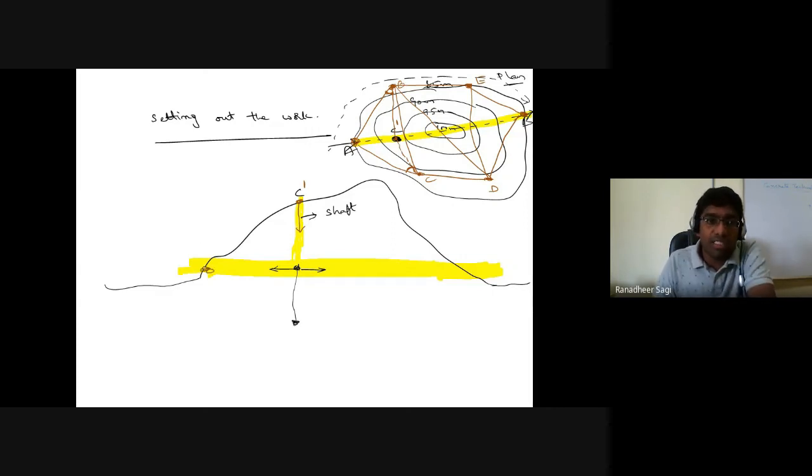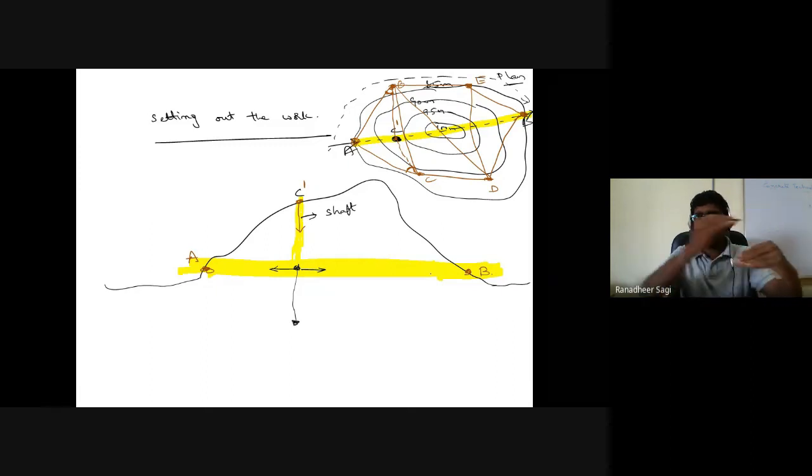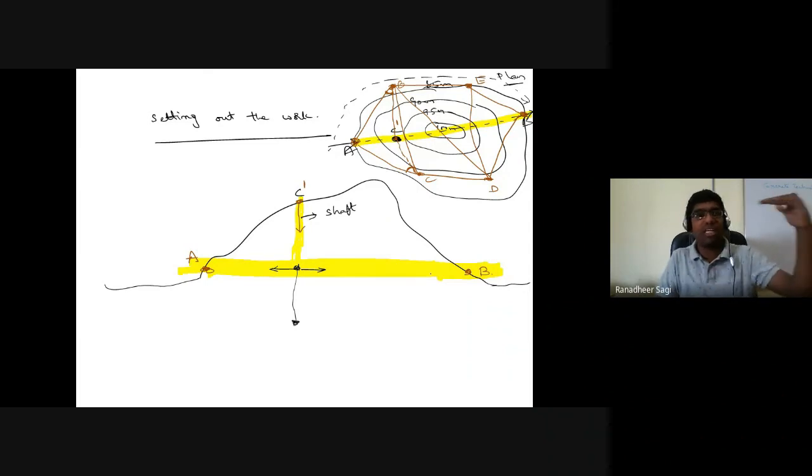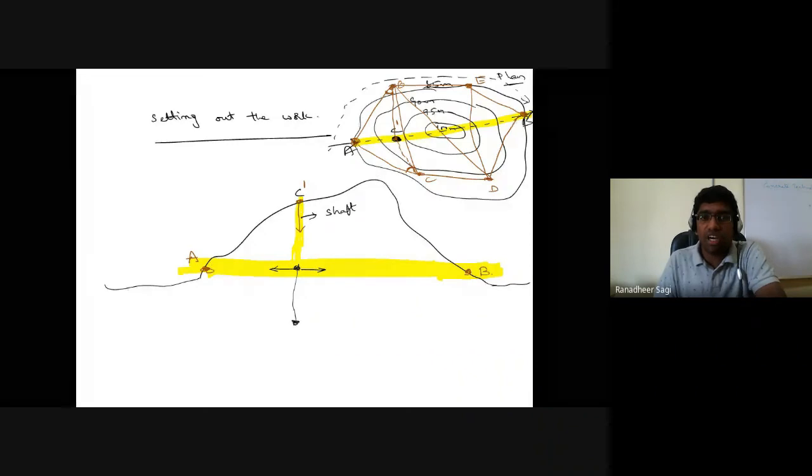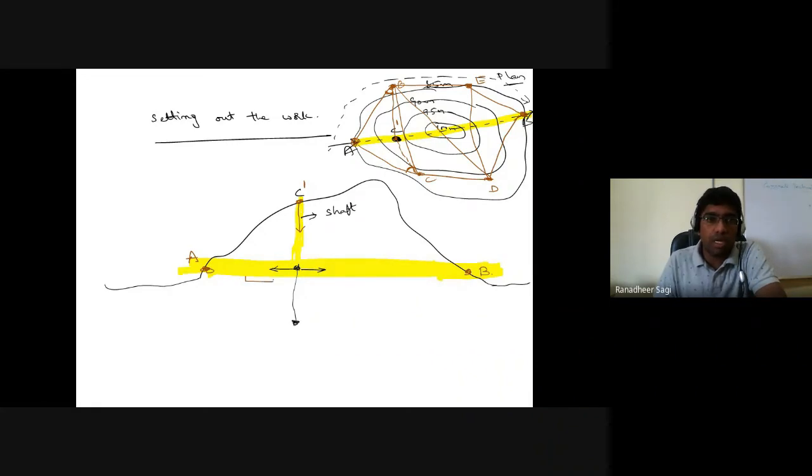Let's say, for example, this is point A for which I know the RL value, and this is point B for which I know the RL value. We try to connect the RL of point A and point B with a proper slope. Let's say some constant slope is what you want to maintain for the tunnel to move from point A to point B. So a constant slope is to be prepared for that particular region.